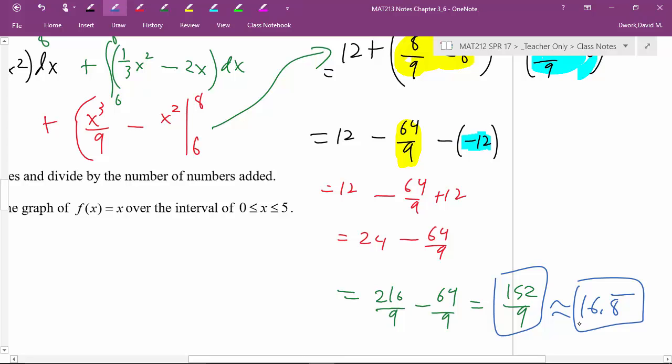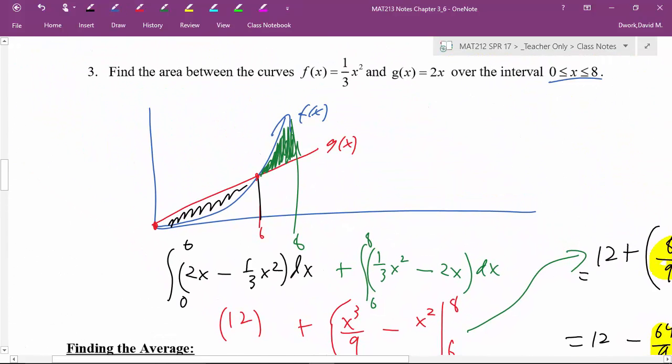But the big idea is if your graphs intersect and you're integrating over that intersection, you will have to break it up into two areas. The area where one graph is on top and the area where the other graph is on top. And then you just find those areas individually and you're done.